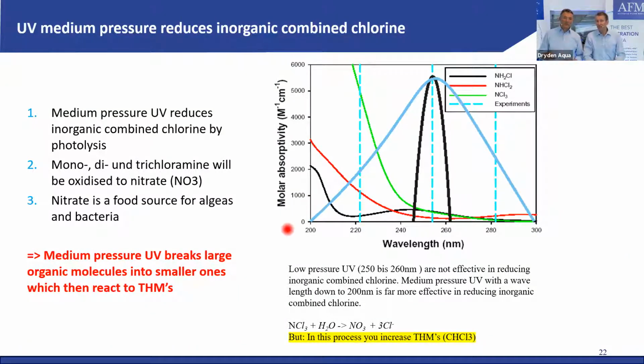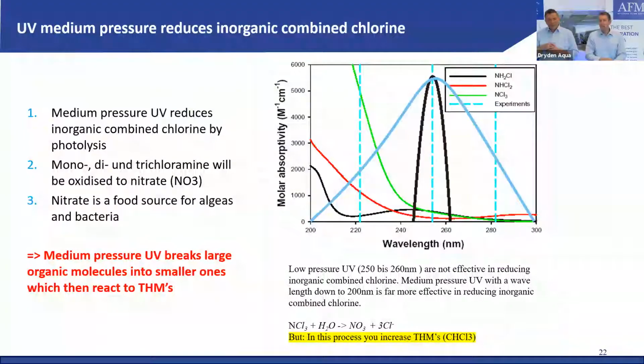So these are the absorption points. Here is trichloramine absorbed at 230 nanometers. Here is dichloramine absorbed at 220, and here monochloramine at 210. And you see with low pressure, it makes nothing, or nearly nothing. So really here is the work. To break up inorganic combined chlorine, you need medium pressure.